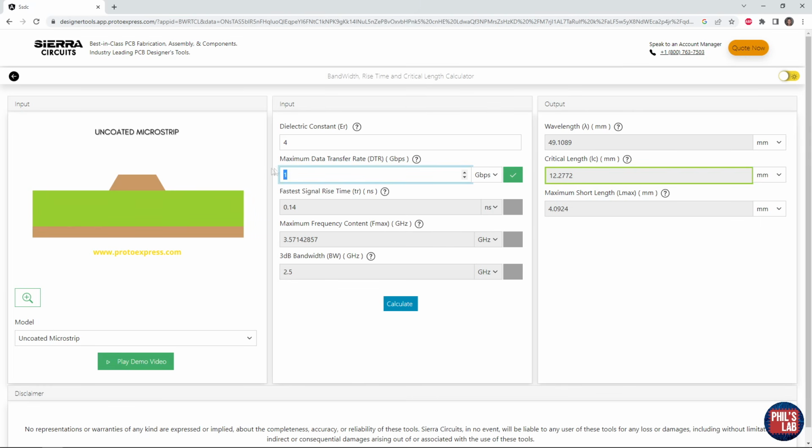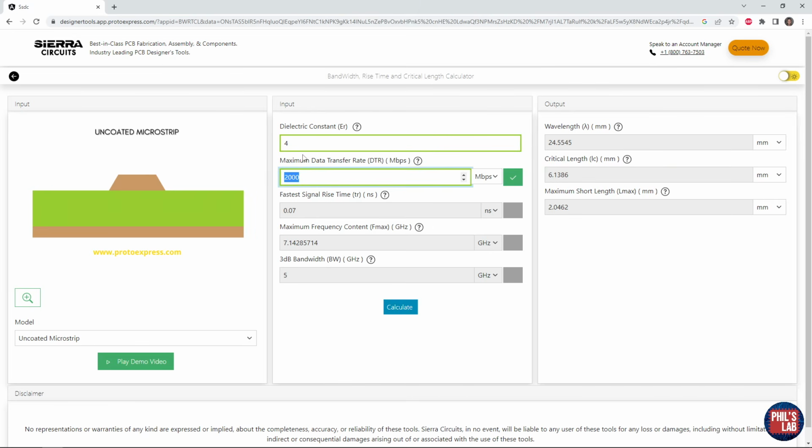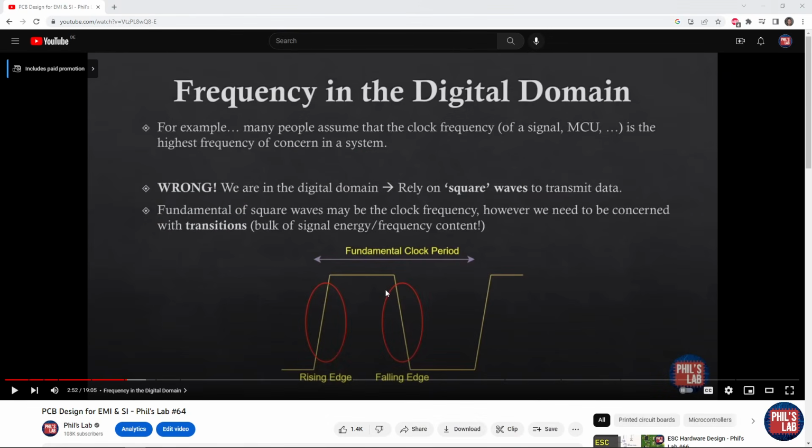The problem gets worse if we go to higher data rates, so 2 gigabits per second already halves our critical length and so on. We have similar calculators, of course, also for the RF domain. To gain more understanding about the rise time and frequency content of signals, I'd highly recommend watching video number 64 on my channel, which is PCB design for EMI and signal integrity, telling you all about this as well.